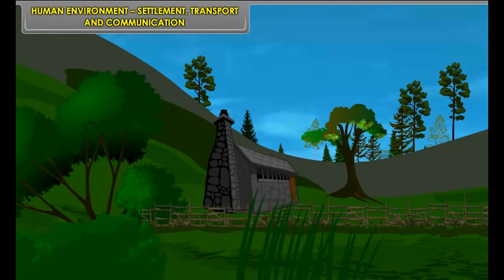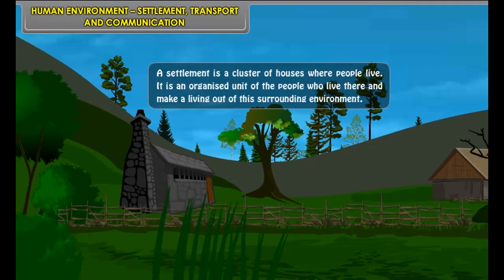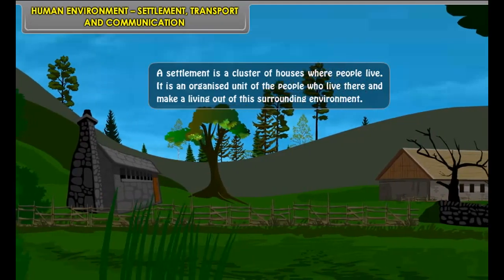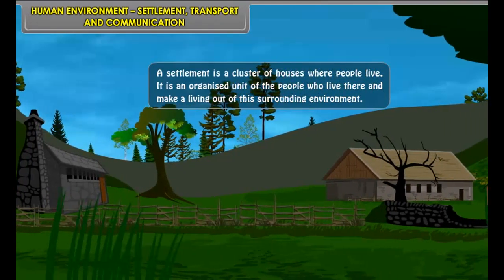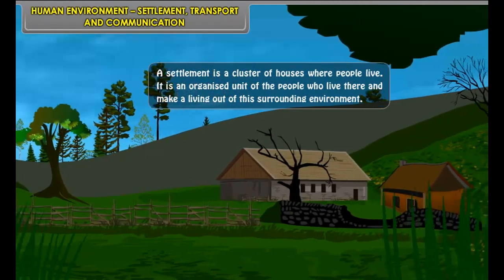Human environment: settlement, transport and communication. A settlement is a cluster of houses where people live. It is an organized unit of the people who live there and make a living out of this surrounding environment.